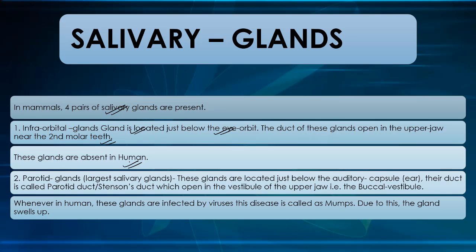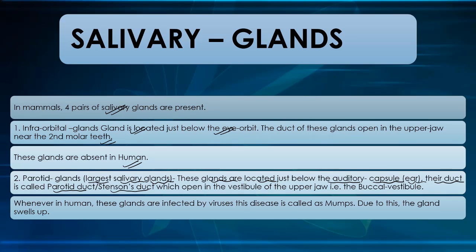Parotid glands are the largest salivary glands. These glands are located just below the auditory capsule, the ear. Their duct is called the parotid duct or Stenson's duct. So first is the infraorbital gland, which is not present in humans.